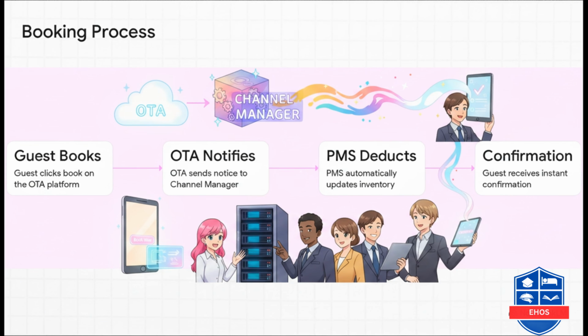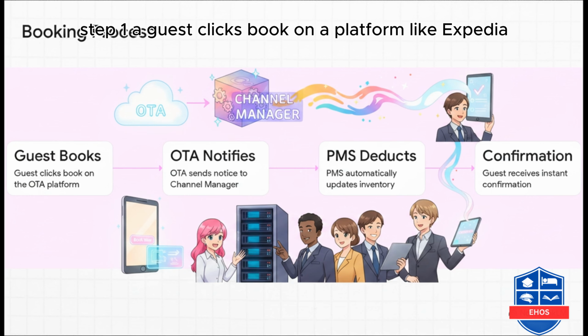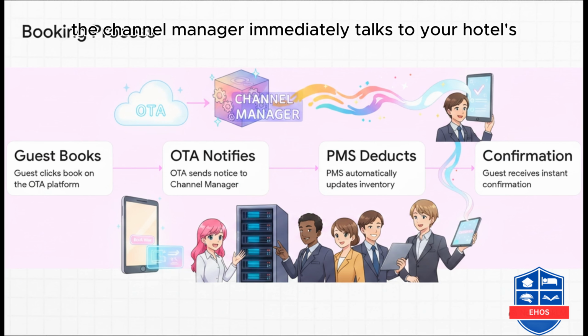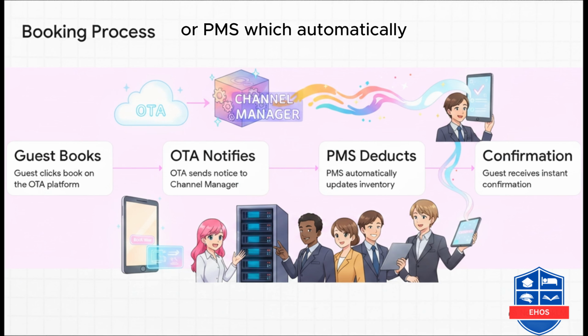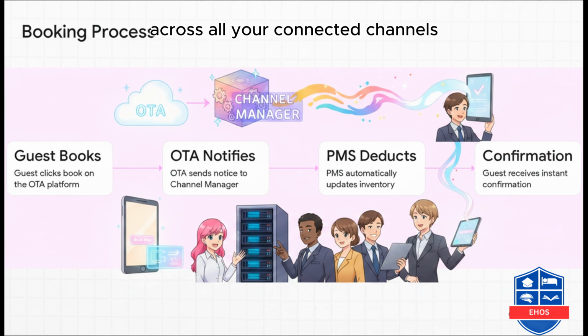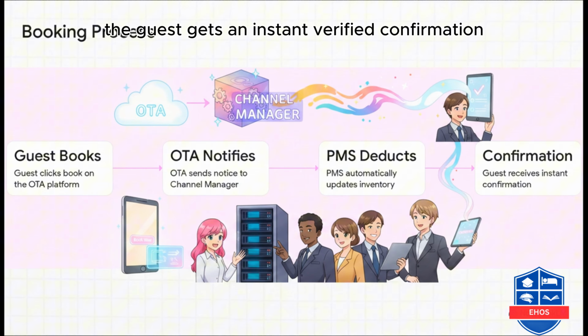Here's how it works. Step 1, a guest clicks book on a platform like Expedia. Step 2, that OTA instantly fires off a notification to your channel manager. Step 3, the channel manager immediately talks to your hotel's internal property management system, or PMS, which automatically deducts that specific room from your available inventory across all your connected channels. And finally, Step 4, the guest gets an instant verified confirmation.